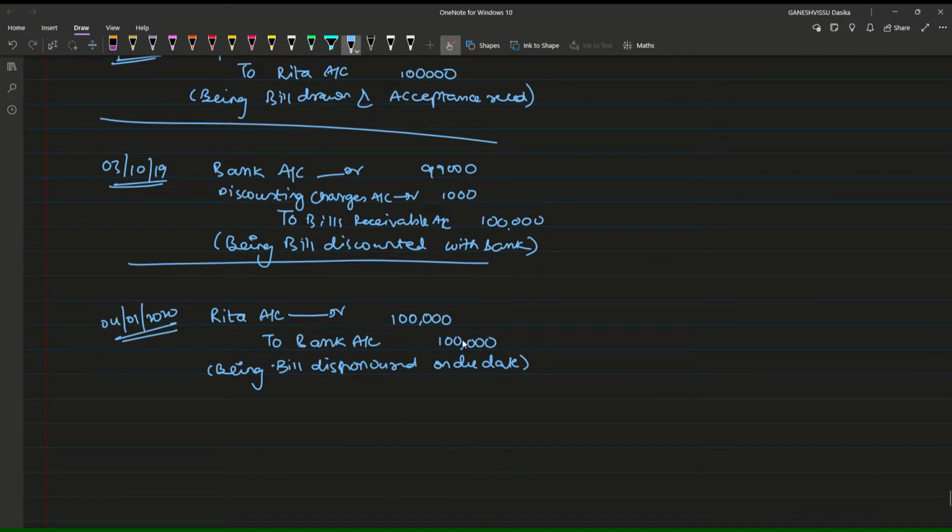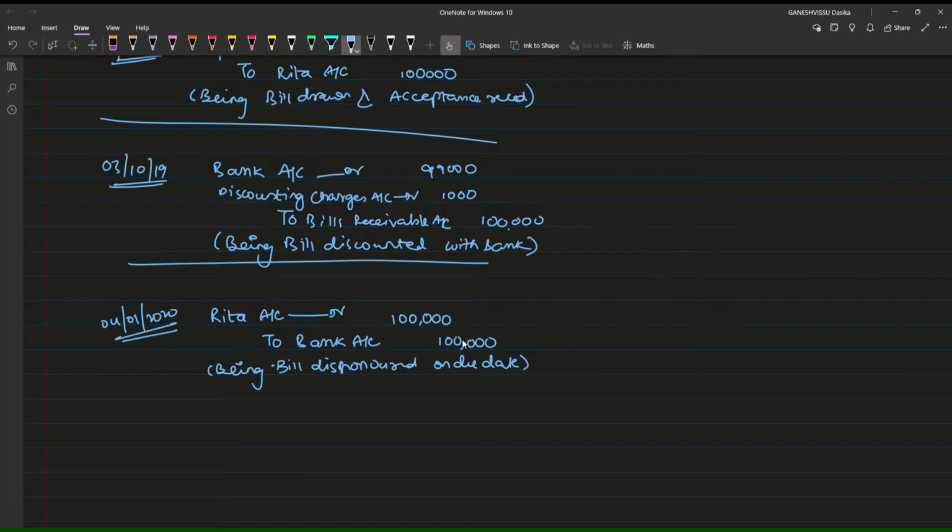And on 4th January 2020, that is on the maturity date, or we can say due date, he will not get this bills receivable back. He should make the bank a creditor, that means he will record it to bank account, and Siriman makes Rita a debtor in his books, for which he writes the entry: Rita account debit, to bank account.